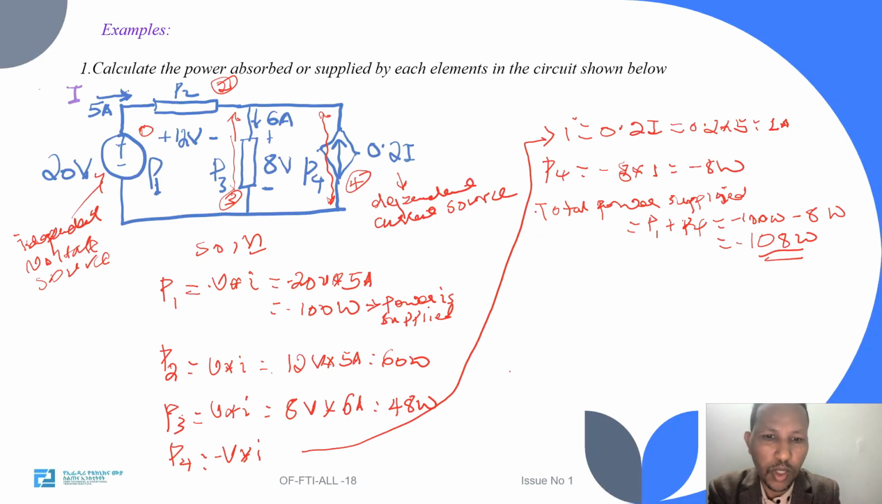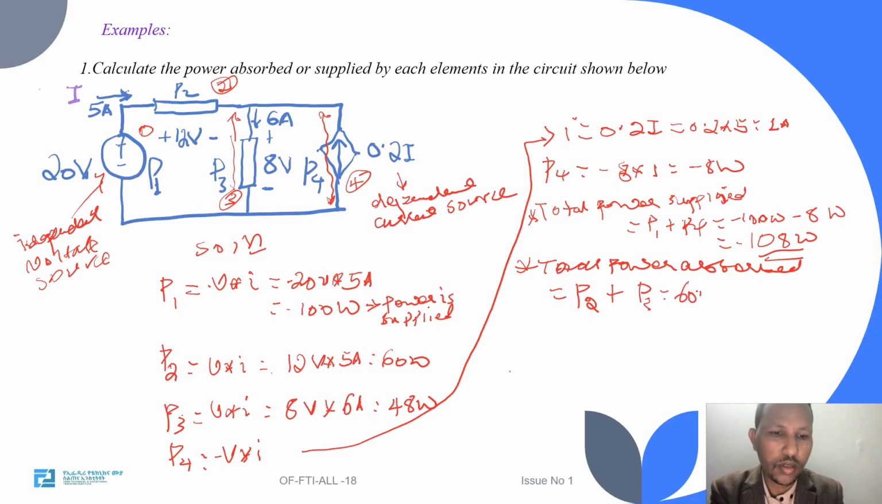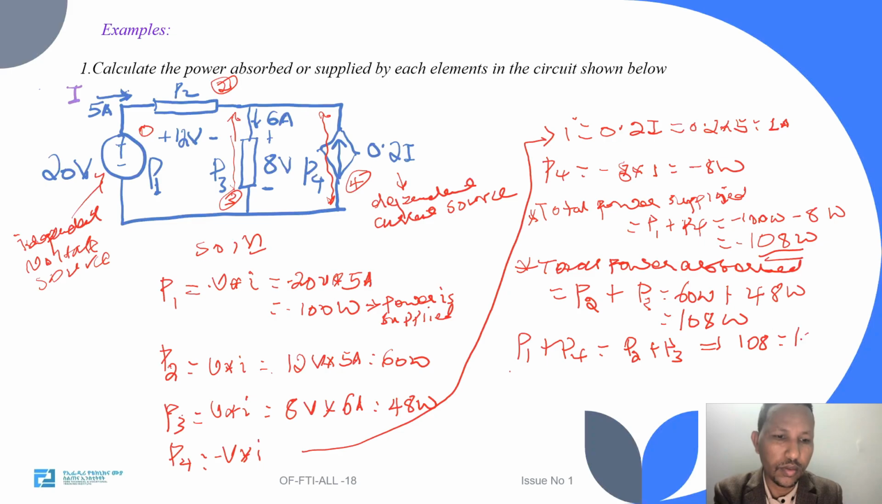Total power absorbed is equal to P2 plus P3. So P2 is 60 watt plus P3 is 48 watt, which totals 108 watt. As you can see here, the total power supplied is equal to the total power absorbed. That means P1 plus P4 equals P2 plus P3, which is 108 equals 108. So that's how we can determine the power absorbed by elements.